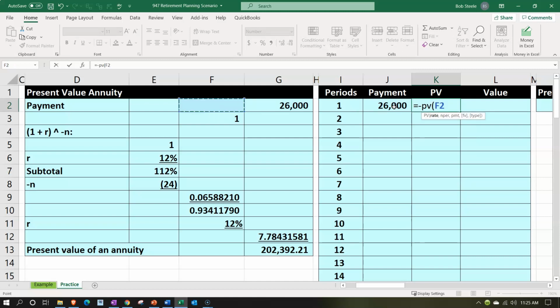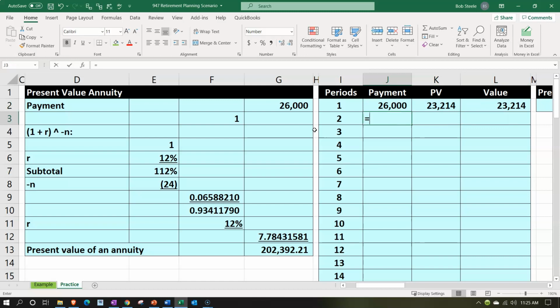The rate is going to be the 12%, which I'll just pick up here, comma. Number of periods is just 1 as opposed to 24 because we're doing a present value of 1 period out. Then comma, comma, because it's not an annuity, but present value of 1, picking up that 26,000 then and enter. So there we have that. That's going to be in here and the outer column.